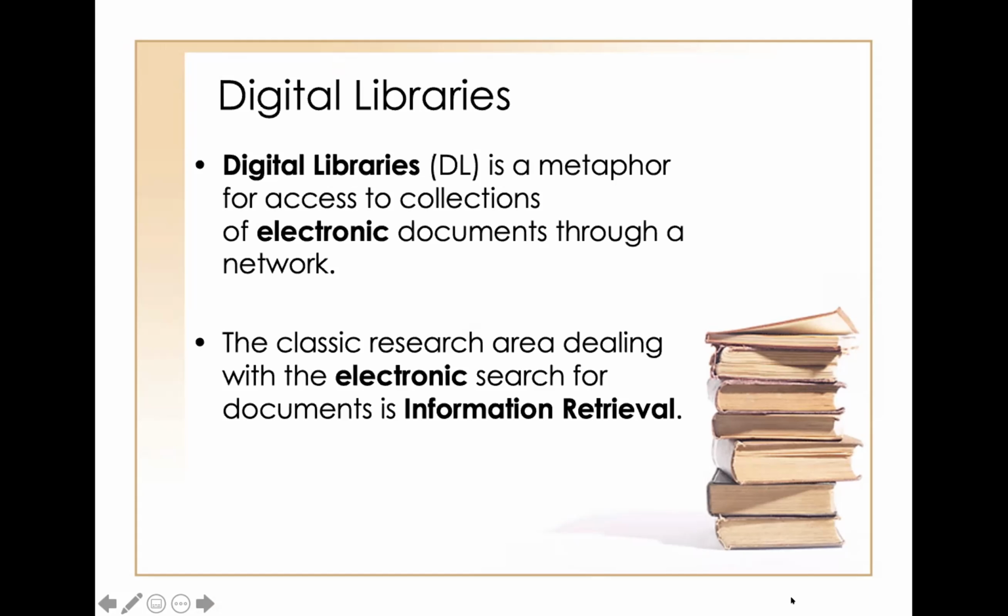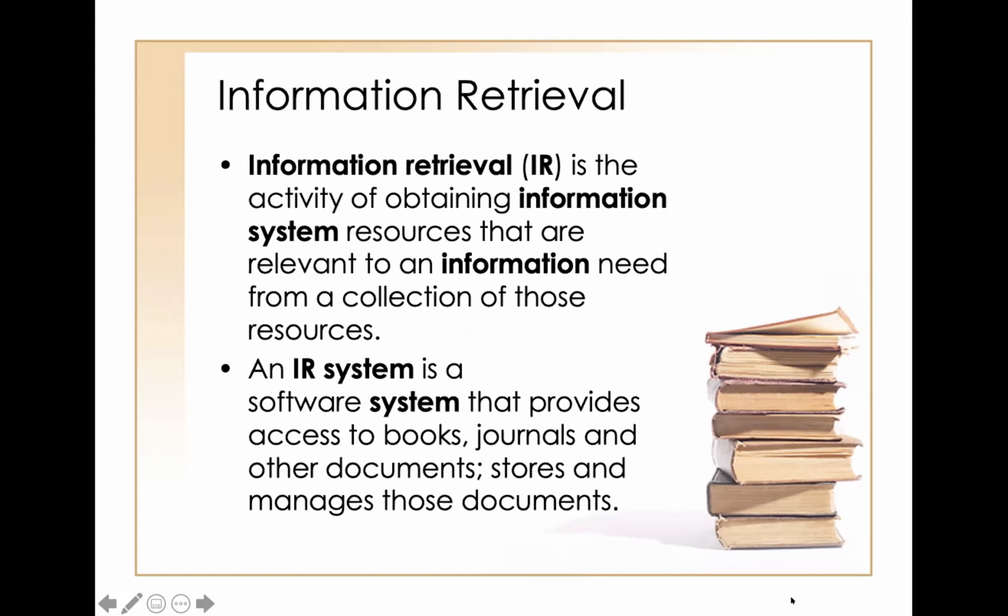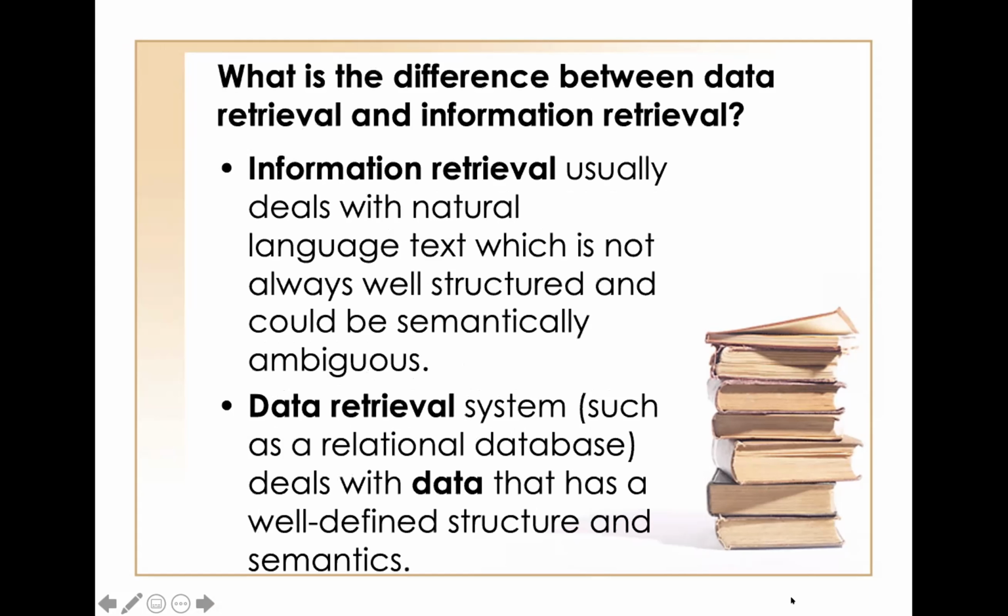And then, like the slide says here, the classic research area dealing with electronic search for documents is called information retrieval. Information retrieval is basically doing a search. And doing a search is basically acquiring knowledge via search in an electronic system. Just more definitions around what IR is. An information retrieval system is a software system that provides access to books, journals, documents, etc., electronically.